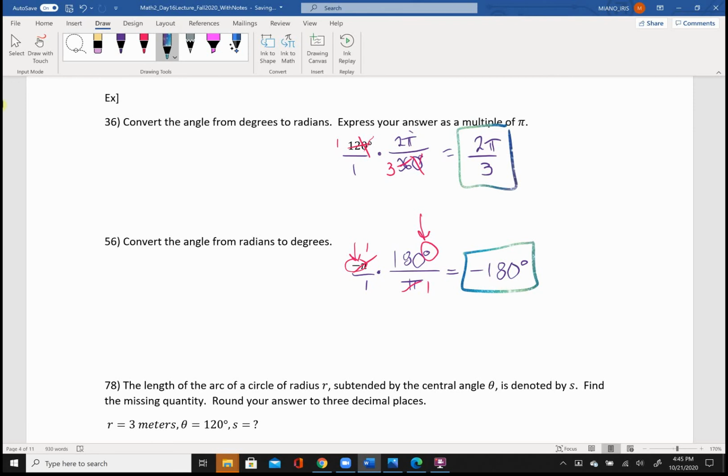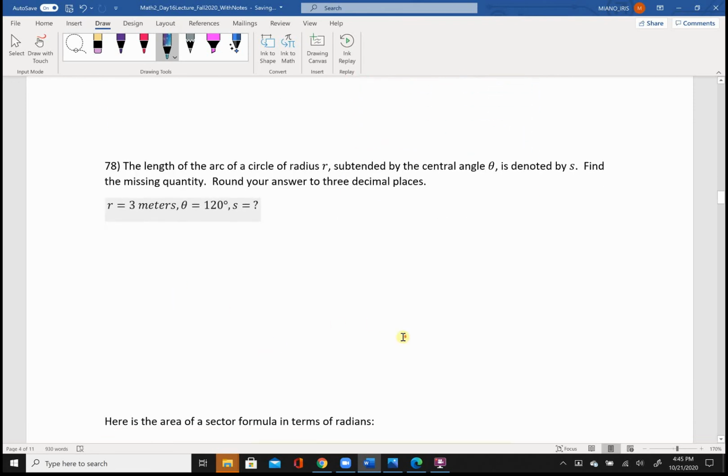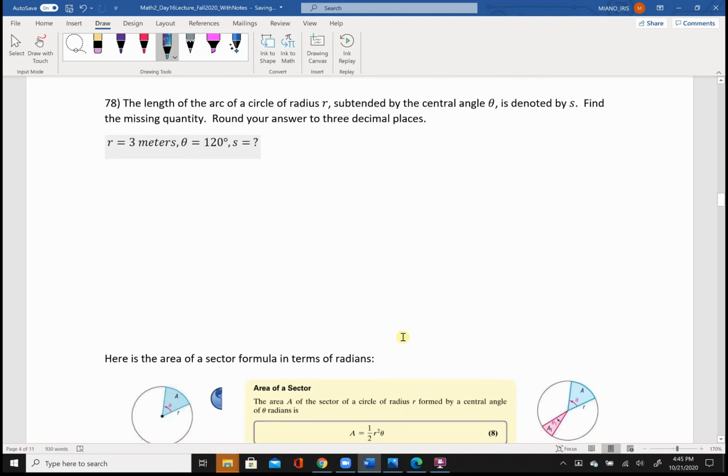Okay, great. Moving on. Now, let's go ahead and calculate some arc length. So we're going to take into account this arc length formula that was given to us. But remember that theta in the formula is in radians. So we're going to have to take this 120 degrees that's given to us in order to calculate the S, which is our arc length, in fact. Yeah, the length of the arc.